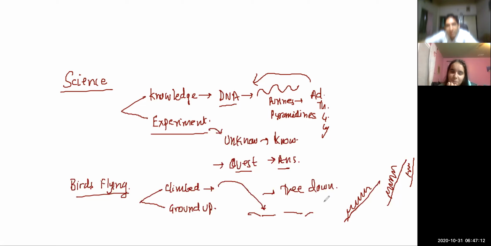So Lily has made two theories, two hypotheses. One is tree down, another is ground up. Now, it does make sense, but then we are not sure. It could be tree down also. Somehow they used to climb up and then when they jumped, they did it.